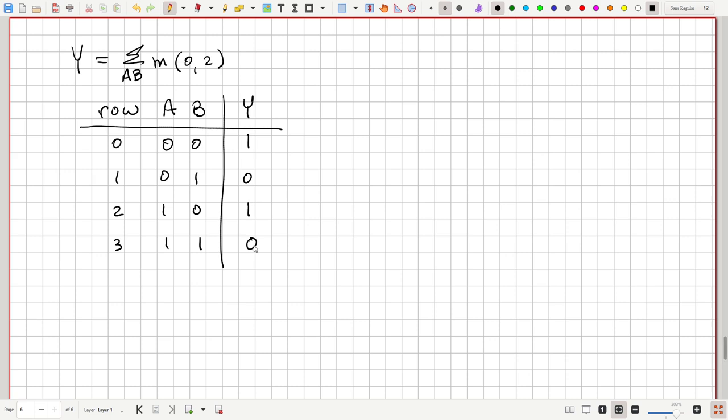Okay. So that is then the sum of products form. If we actually wrote that out, what would it look like? Well, what's the min term for row 0? A is 0, B is 0. So that's not A and not B. And then for row 2, so we have OR, and we're in row 2, A is 1 and B is 0. So that's A and not B. Now we can look at that on a K-map.